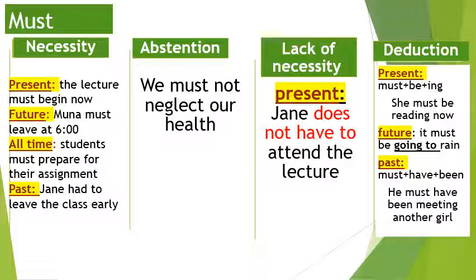The last meaning expressed by must is deduction. Deductions can be about present: he must be, for example, reading now, or she must be studying now. About the future, it must be going to rain. Or deductions about the past: he must have been, for example, meeting another girl. You can also use deductions without been: he must have met another girl, to show that this is a deduction in the past, but not in a progressive form.